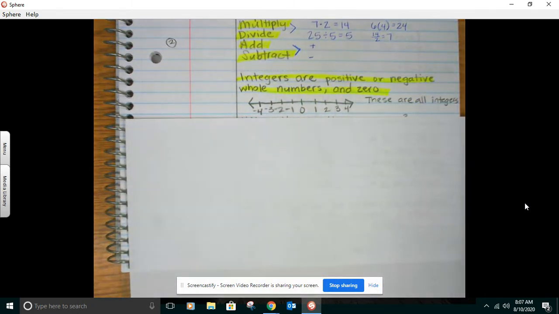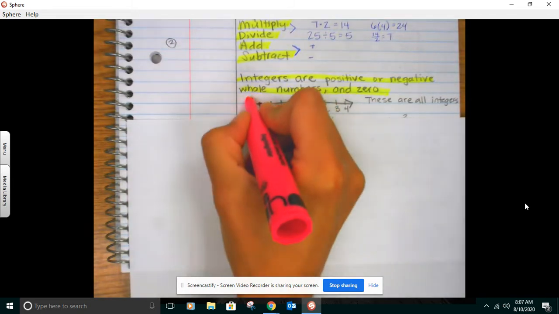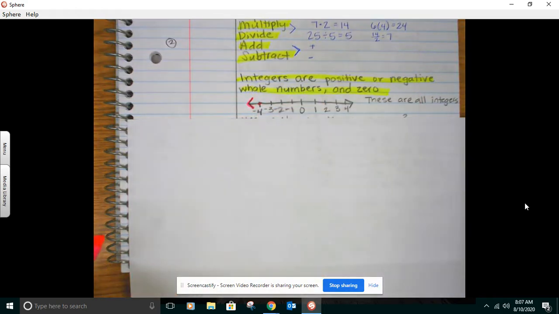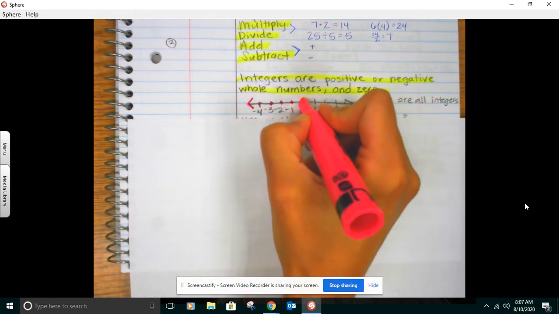So this is what integers are. Integers are positive or negative whole numbers and 0. I usually tell my students, just think of the number line. Any number that you see right here on the number line is an integer. The arrows mean that it keeps going, so it keeps going past -4 to -5, -6, -7, and forever to infinity, to negative infinity. So every one of those whole numbers that's either positive or negative or 0, they're all integers.